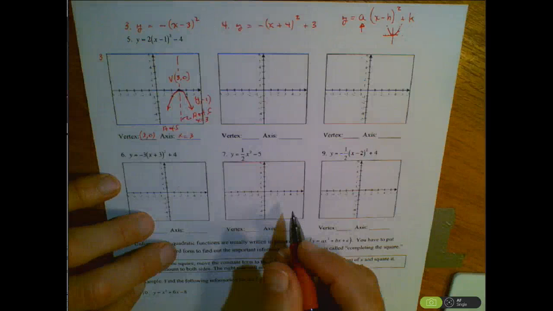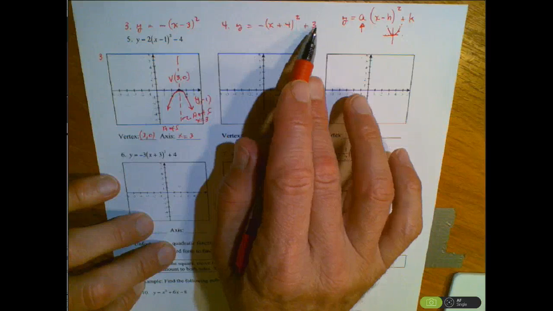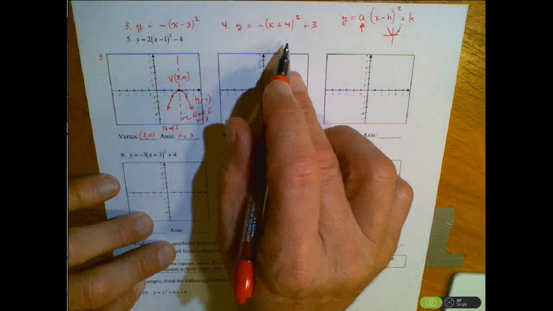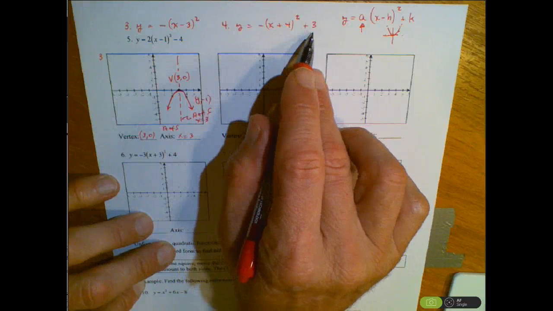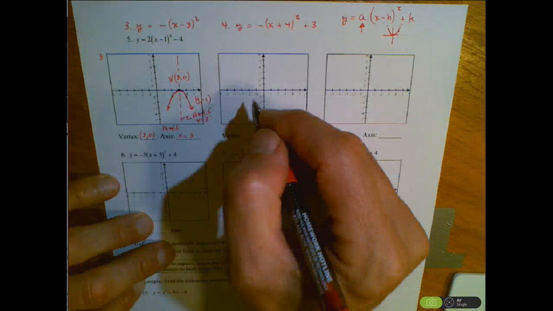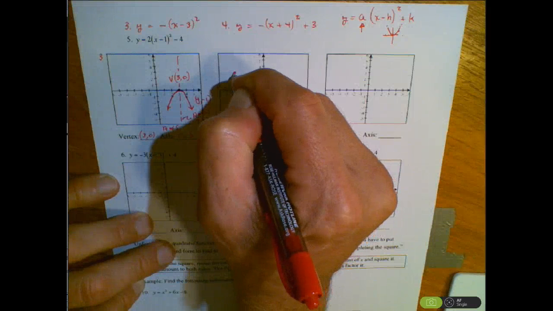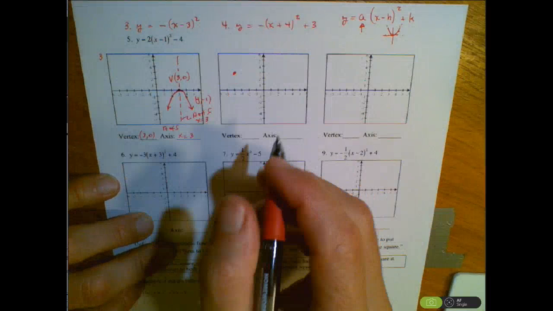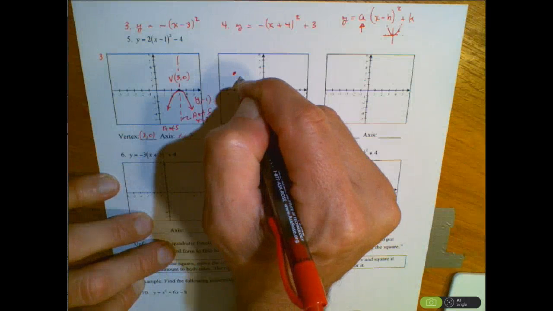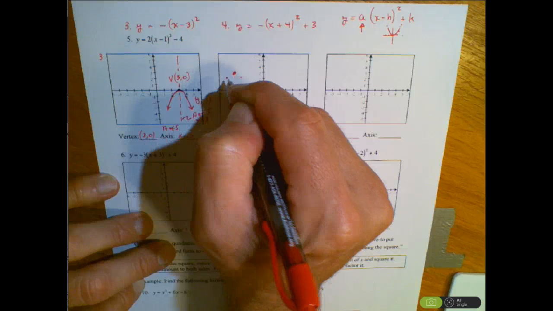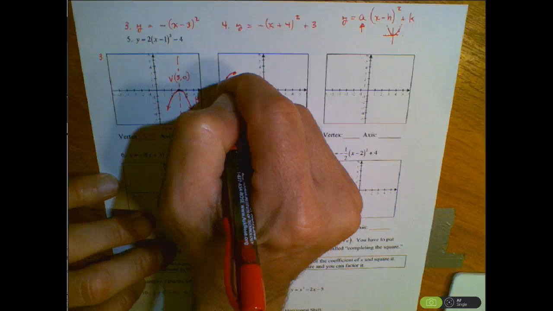The next one, the opposite quantity x plus 4 squared plus 3. That means our vertex, our h, is going to be at negative 4. Our k is 3. So I'm going to find negative 4, positive 3. Okay, there's our vertex. It goes down. So I'm going to go over 1, down 1. To the left, 1, down 1, since a is negative 1.